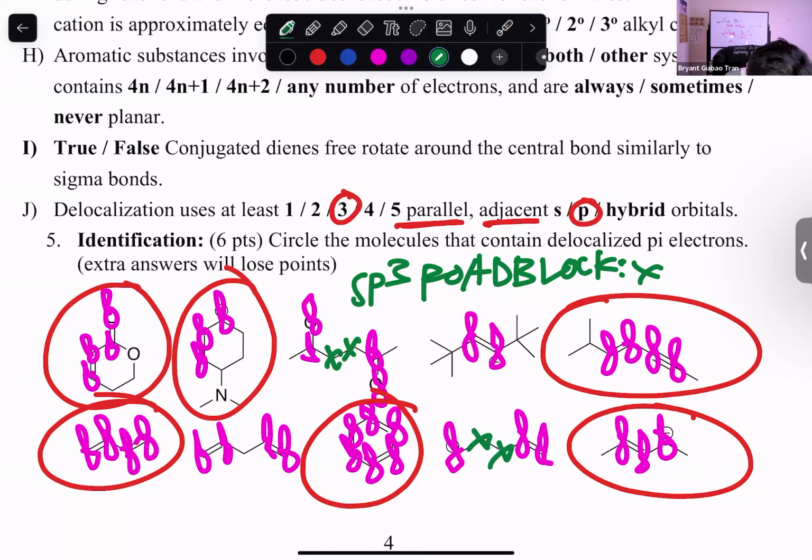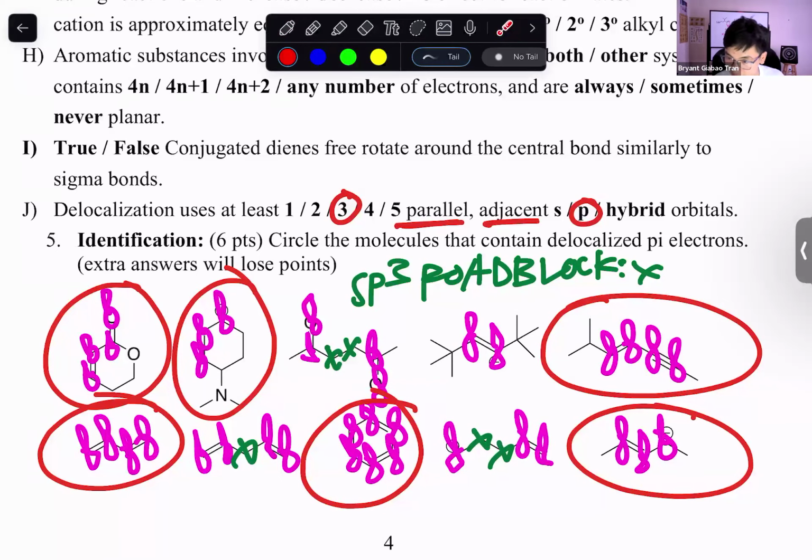sp3 roadblock, sp3 roadblock. There's 3 p orbitals, but they're not adjacent to each other. There's sp3 roadblocks blocking them. There's 4 p orbitals here, but there's no adjacent 3 p orbitals, right? The most adjacent thing we have is 2 p orbitals. That sp3 is blocking them from being conjugated or delocalized, right? Okay.